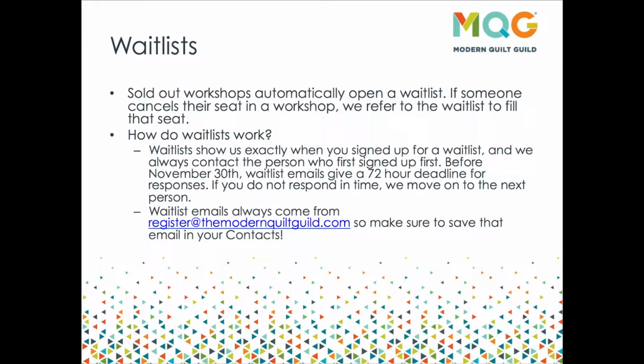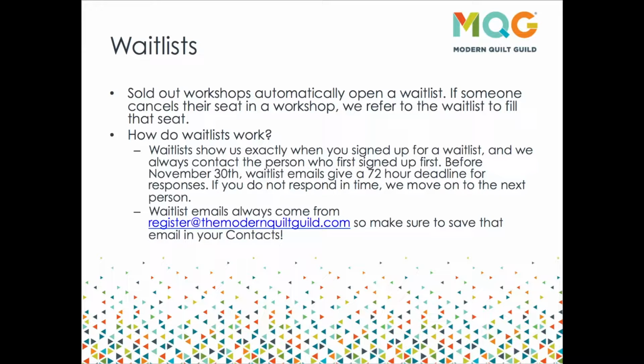If someone cancels their seat in a workshop, what we do is we refer to the waitlist to fill that seat. One of the neat things about the way they work is that they bookmark or timestamp each waitlist person based on the time that they add themselves to the waitlist. So if Susie Quilter joined the waitlist at 10:01 and Jana Quilter joined the waitlist at 10:05, Susie is going to get offered that seat before Jana is.